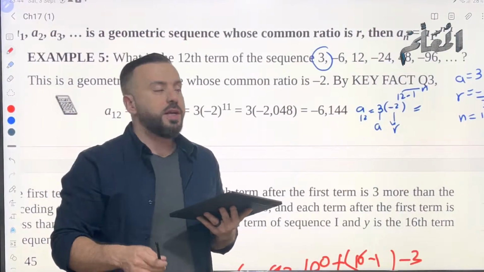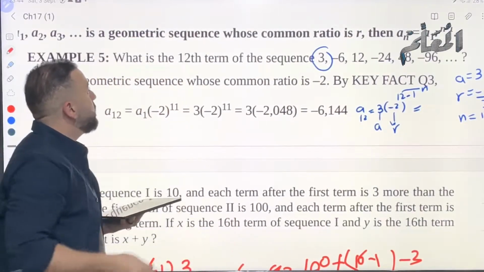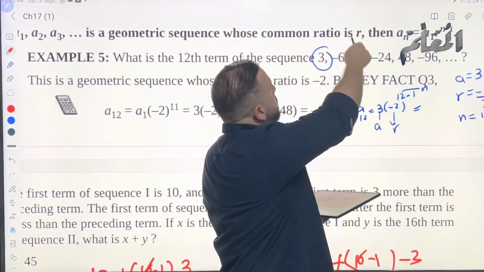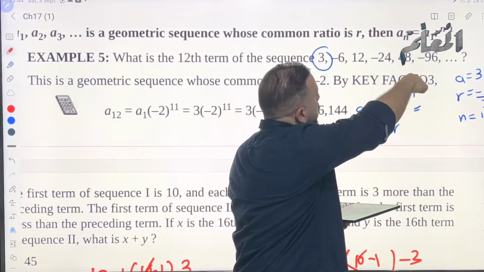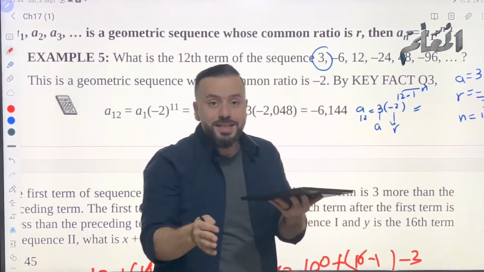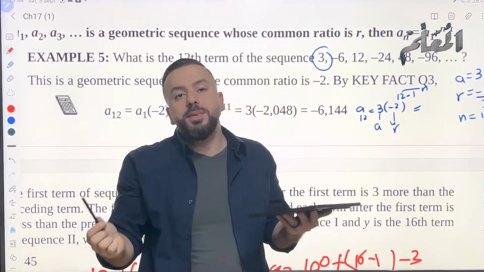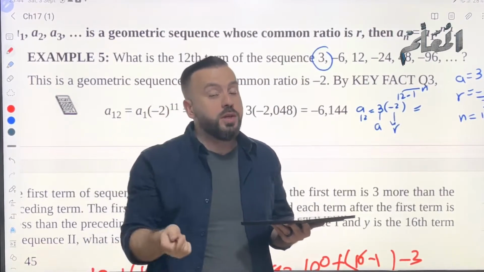Here we go, question 3. Check this with me, guys. What is the 12th term of the sequence 3, negative 6, 12, negative 24, 48, negative 96? Since the sequence is just changing signs, of course that's not an arithmetic sequence. You need to check with the geometric one.